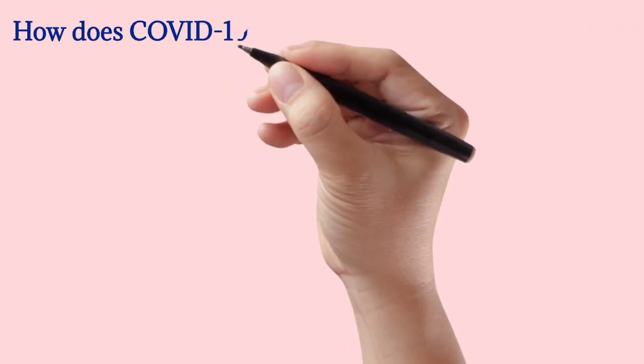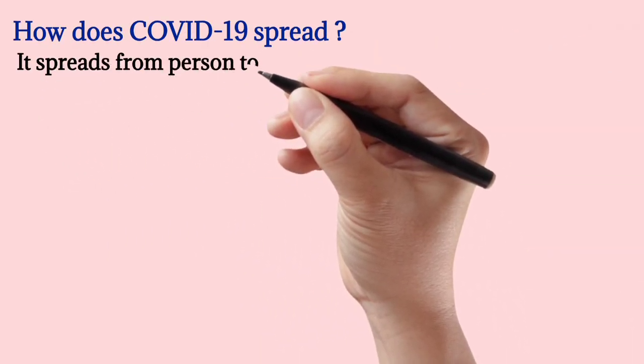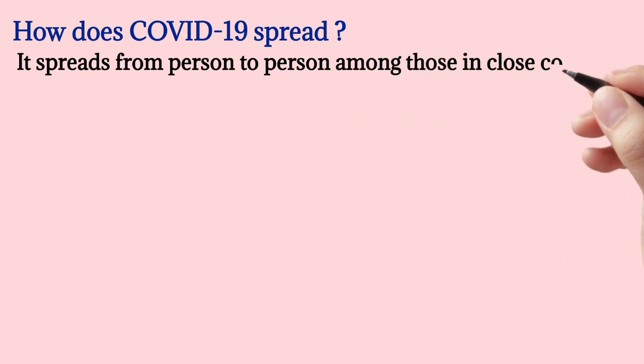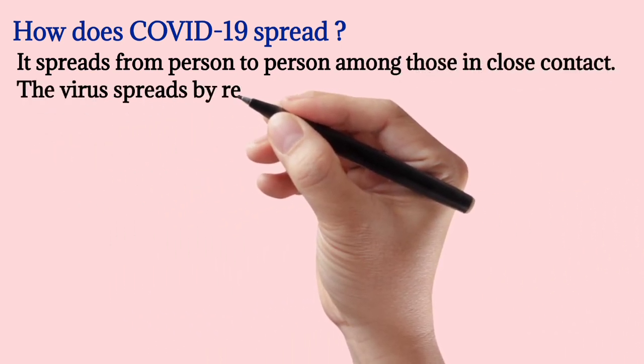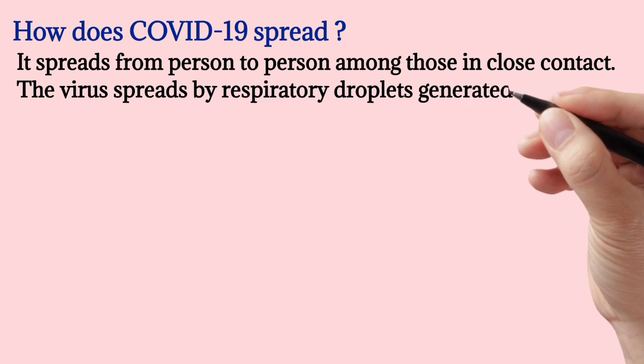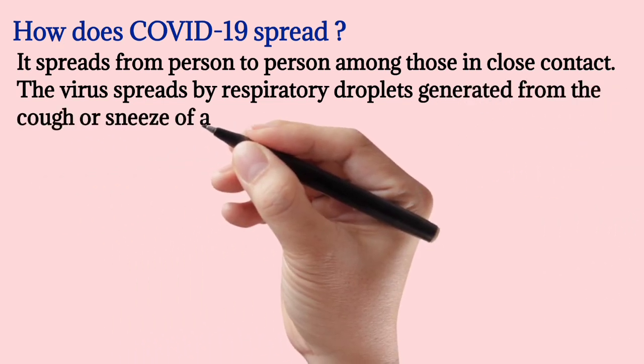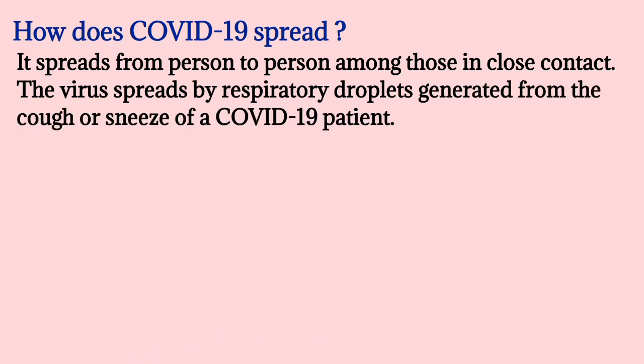How does COVID-19 spread? It spreads from person to person among those in close contact. The virus spreads by respiratory droplets generated from the cough or sneeze of a COVID-19 patient.